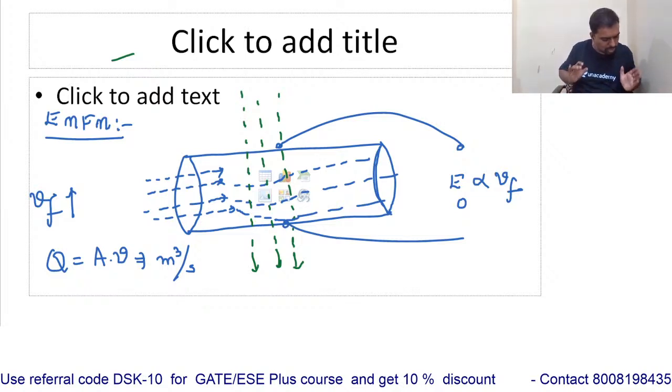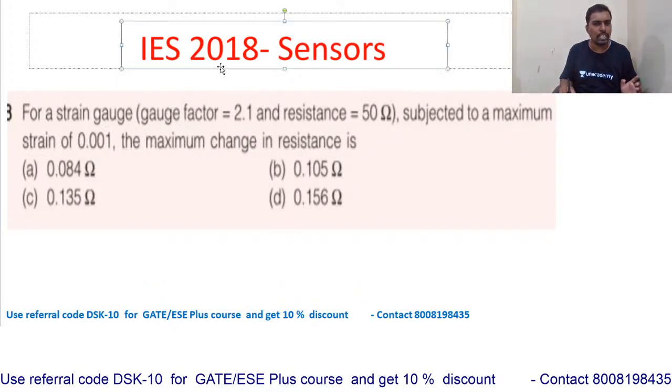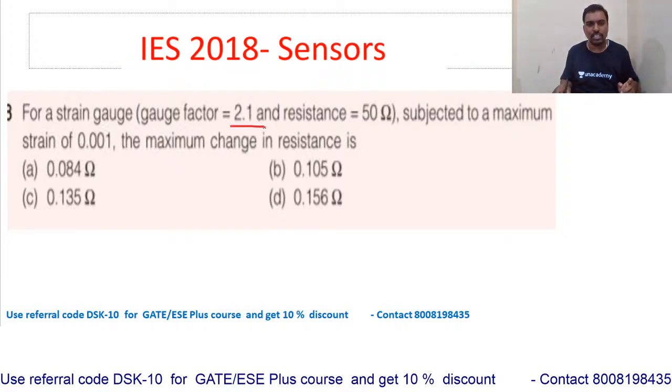Now I am just giving the guidance of the subject. Okay now. All of you following? Yes. Now let us start with a simple question. A question was asked in the last 2018 paper. For a strain gauge, gauge factor is 2.1, resistance is 50 ohms. Subjected to a maximum strain of 0.001, the maximum change in resistance is dash.